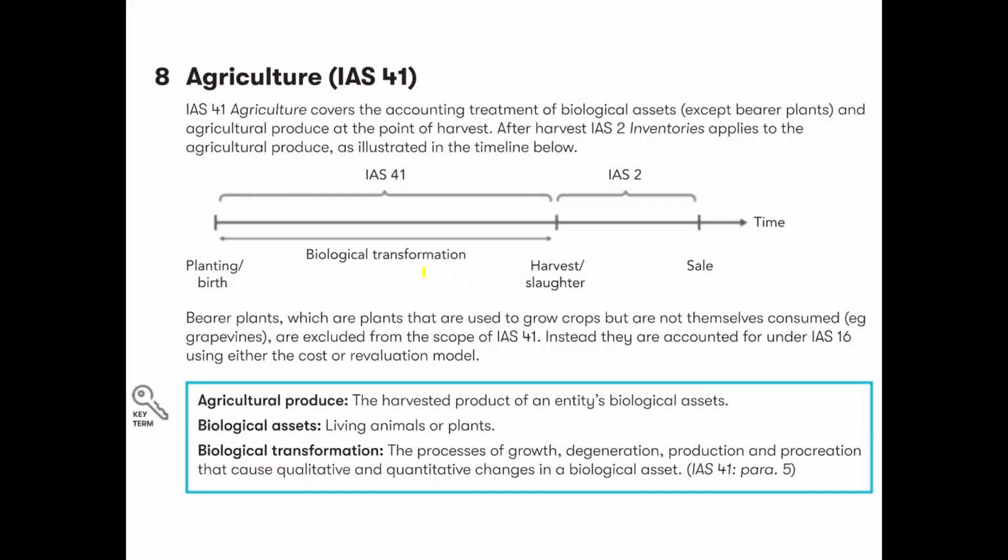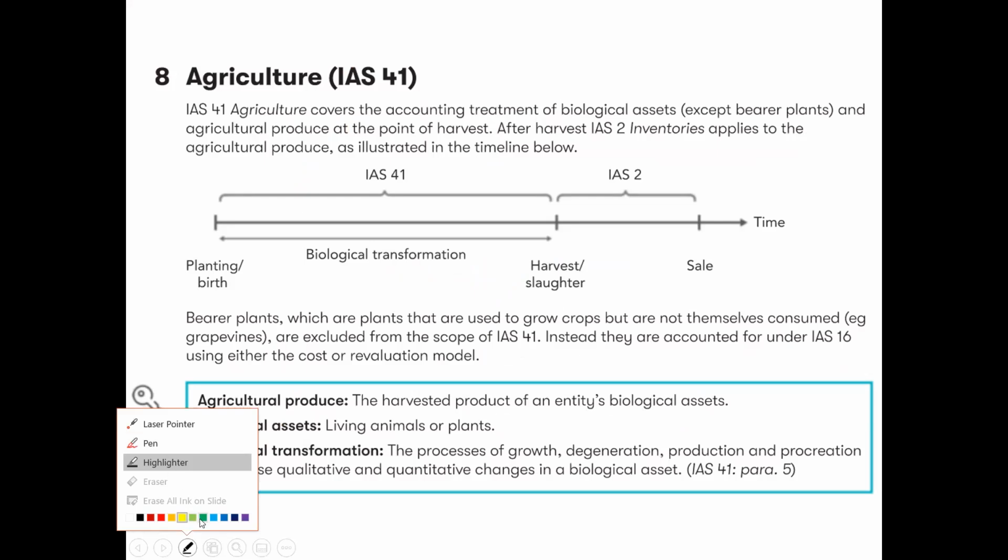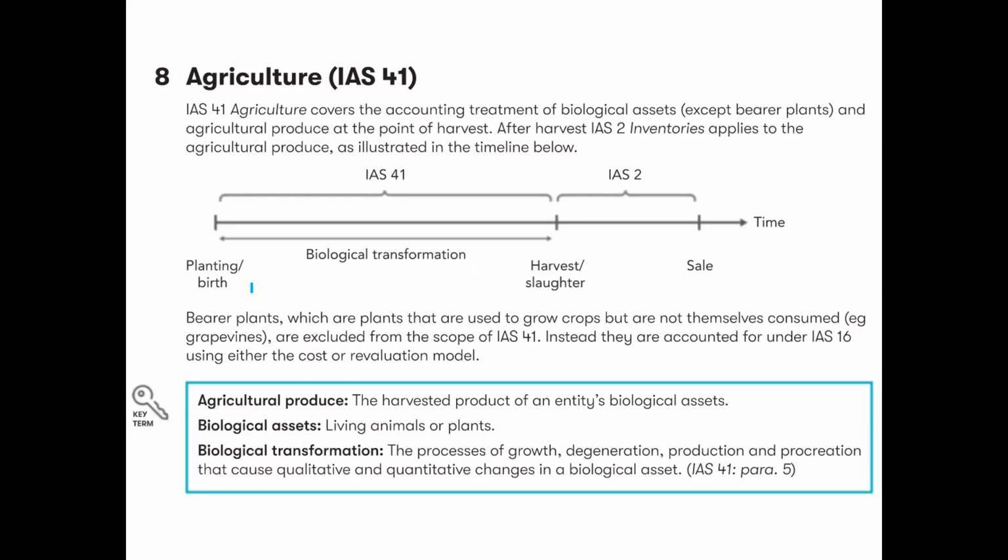And then we move over to agriculture. So for agriculture, something that I think is quite new to most of you, because it's not normally covered in other syllabi, I need to see there are two parts. The majority lies within IAS 41, where we talk about agricultural produce, biological assets, or biological transformation. And then the second part lies within IAS 16, where we talk about bearer plants.